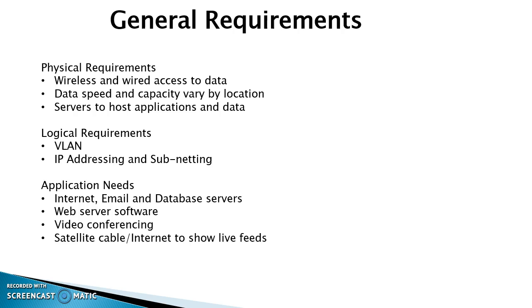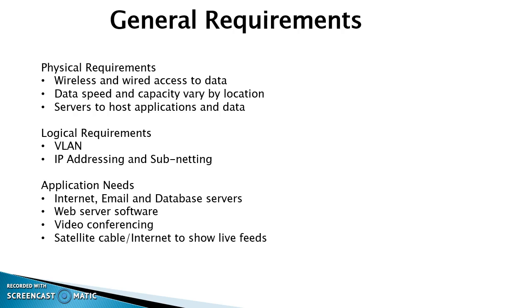So we've divided it into three requirements: physical, logical and application. For the physical, they needed wired and wireless access to data, and the bandwidth varies based on the number of students, so we needed to take care of that. And then they needed web servers to host applications and data. As far as the logical requirements were concerned, they wanted very good security and bandwidth. We propose using VLANs and subnetting for that.